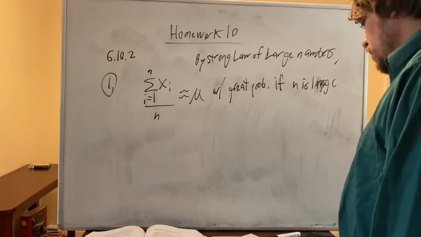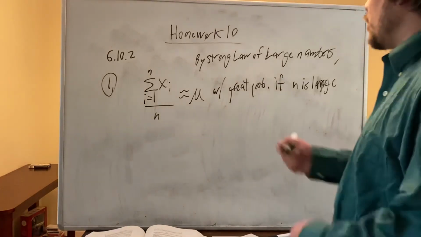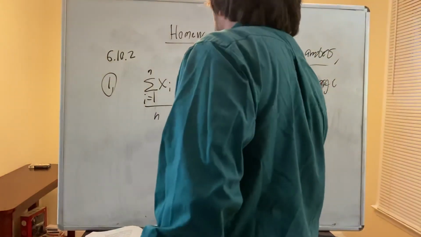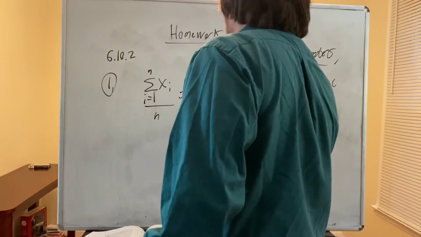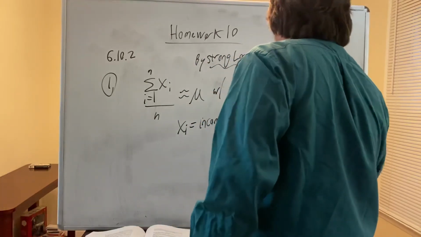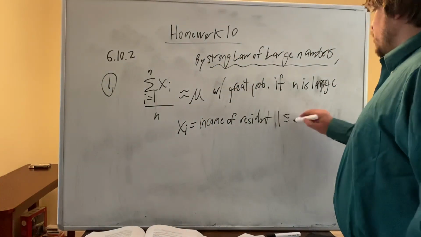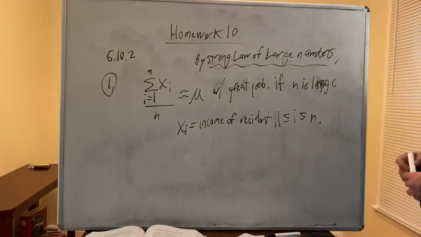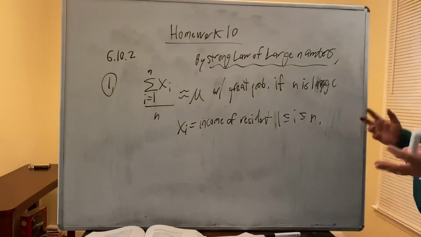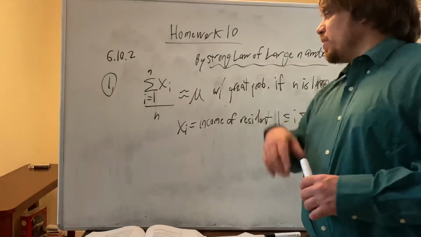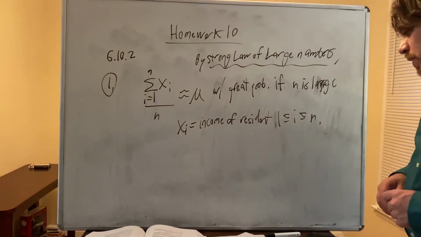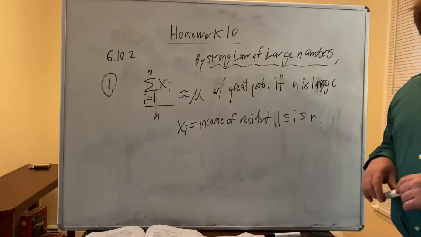Okay? So you would use the strong law of large numbers to justify that. And so when x of i is the income of resident i, where i goes from 1 to little n, then if you just find the income of little n many residents and you add them up and you divide by little n, that's their average, and it's approximately equal to the true average with great probability if little n is large, by the strong law of large numbers. Okay, and so that's 6.10.2, number 1.